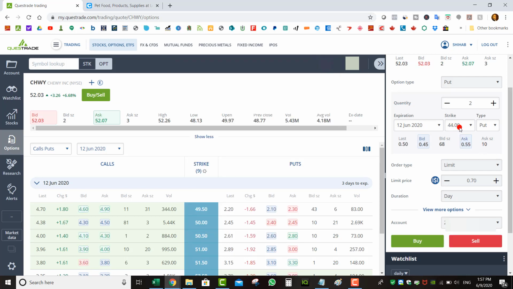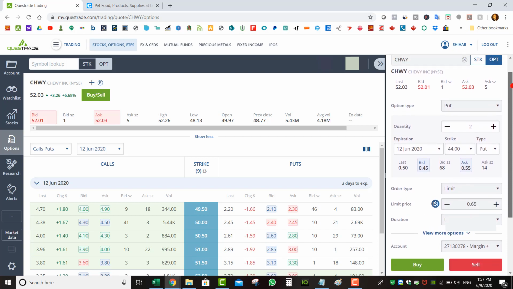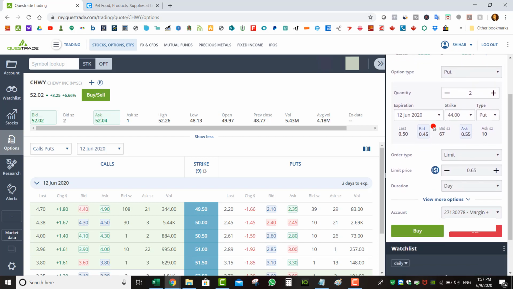I'm going to go for a 44 strike, and I'm going to ask for 70 cents. Maybe put it 65 cents, and then I'll just adjust it as the day goes. I like to make my trade towards the end, the last hour, in case Chewy drops a little bit, because it really ran up today. So I'm going to choose a strike of 44, and I'm going to ask for 65 cents. As you can see, it's much higher than the bid and ask. So it's a little bit of an exaggerated order, and I'll just adjust it as I get closer to the end of the day.